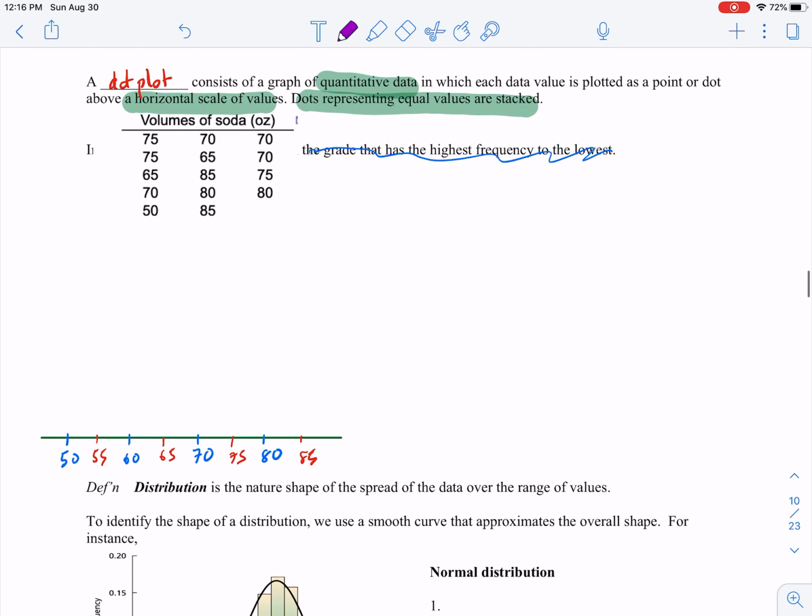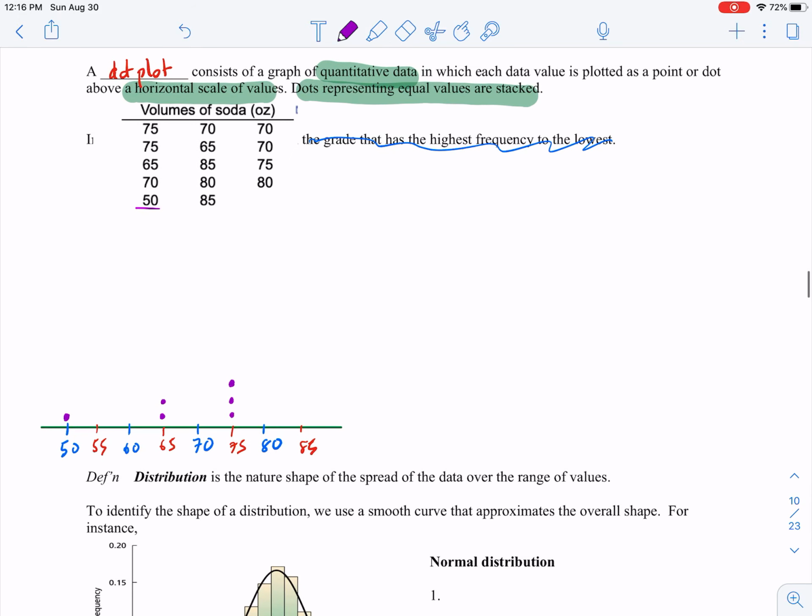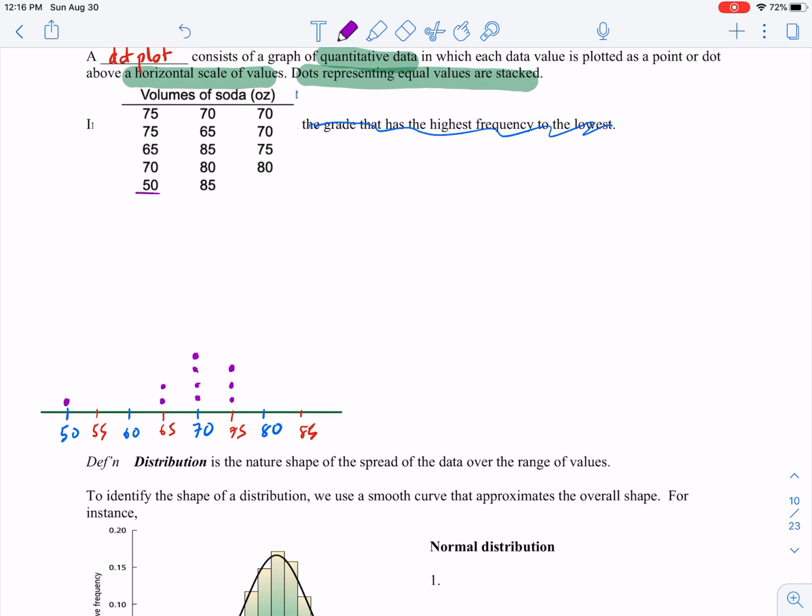First we got a 50, so that's one dot above 50. 75s, we got 1, 2, 3 75s. 65s, we have 1, 2, two 65s. 70, we have 1, 2, 3, four 70s. And 80, we have 1, 2, two 80s. 85, we have 1, 2, two 85s, right?